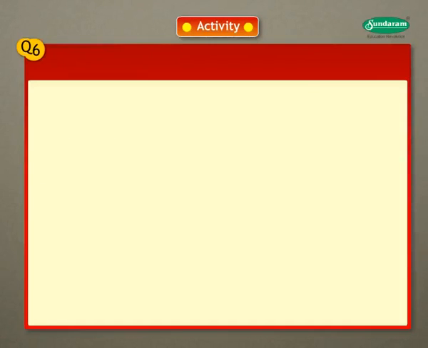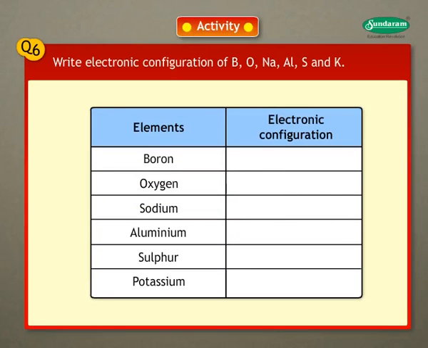Question 6. Write electronic configuration of boron, oxygen, sodium, aluminium, sulfur and potassium. Answer. The electronic configuration of boron is 2,3. Oxygen is 2,6. Sodium is 2,8,1. Aluminium is 2,8,3. Sulfur is 2,8,6. Potassium is 2,8,8,1.